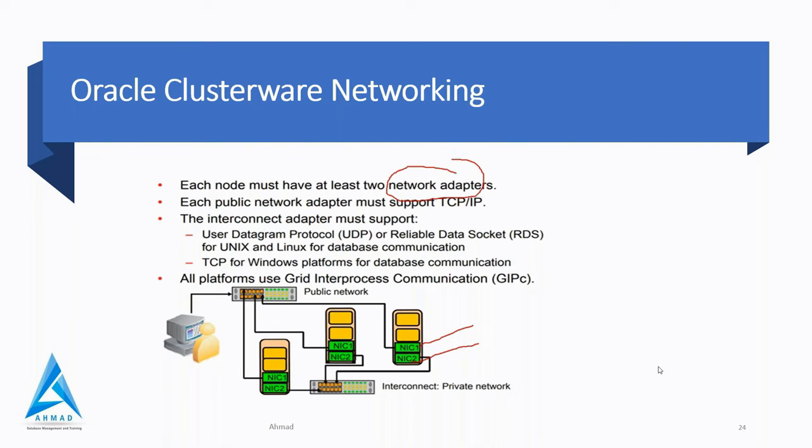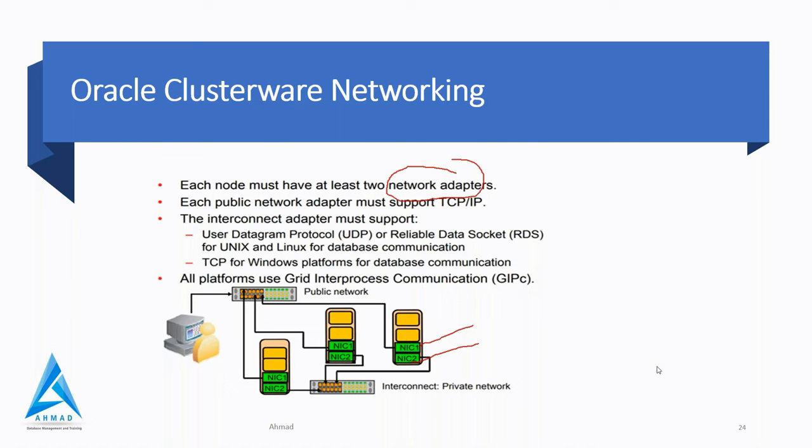Another question: can we use the same public interface name for both nodes, or should we use different ones, and which one is better? I said already, you should configure the private network interface on the same network adapter as well. So you can use ETH1 on node 1 and node 2. Clear? For private, you will go ETH1. For public, you can go ETH0.